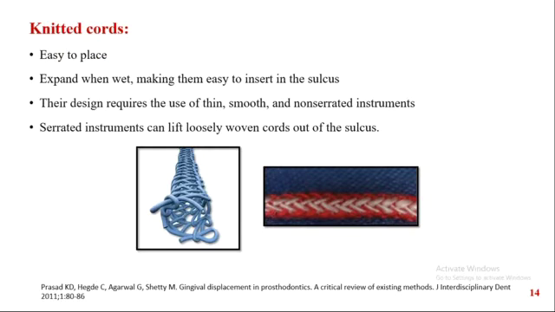Coming to knitted cords, the knitted cords are easy to place and expand when they are wet, which makes them easy to insert in the sulcus. A smooth cord packing instrument should be used for the knitted cord. Use of a serrated cord packing instrument will tend to lift the cord during the placement.